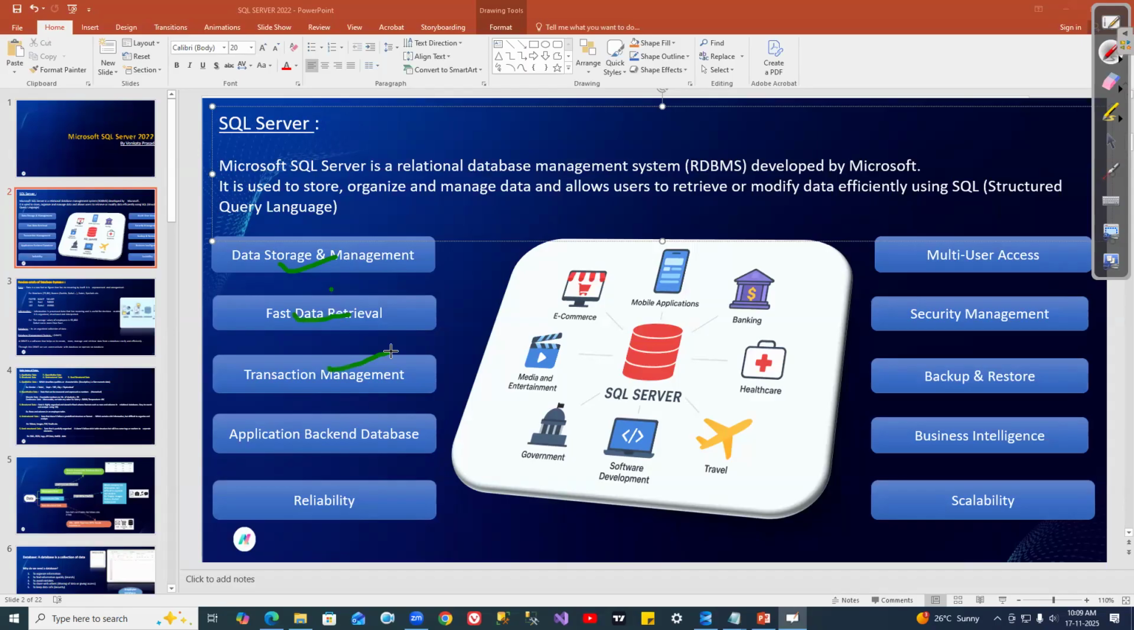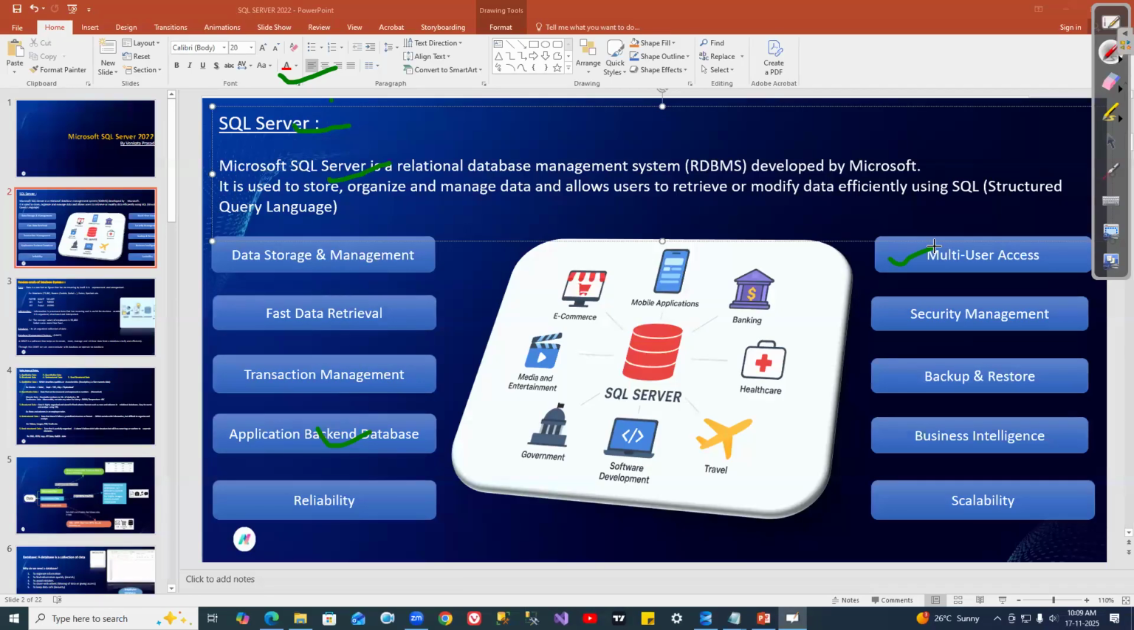Also transaction management. SQL Server uses ACID properties to maintain data accuracy, consistency, and reliability during transactions. This transaction management we will see in detail later. It is also a backend database, an application backend database, and it has integration with applications like .NET applications, Power BI, Excel, web applications, mobile applications, and also multi-user access.